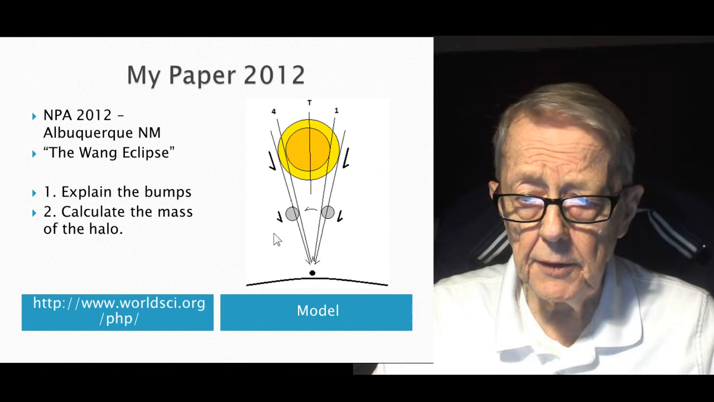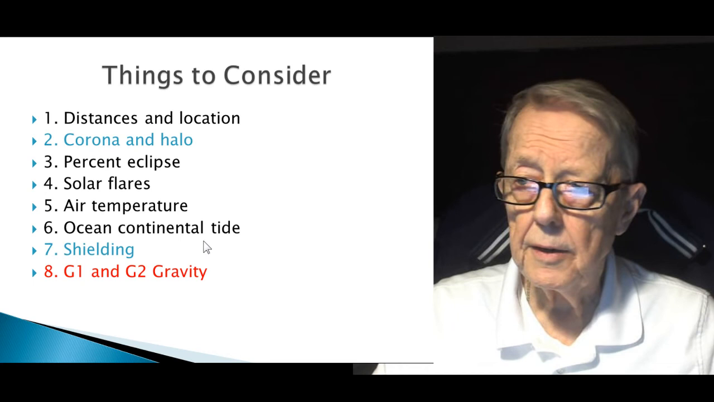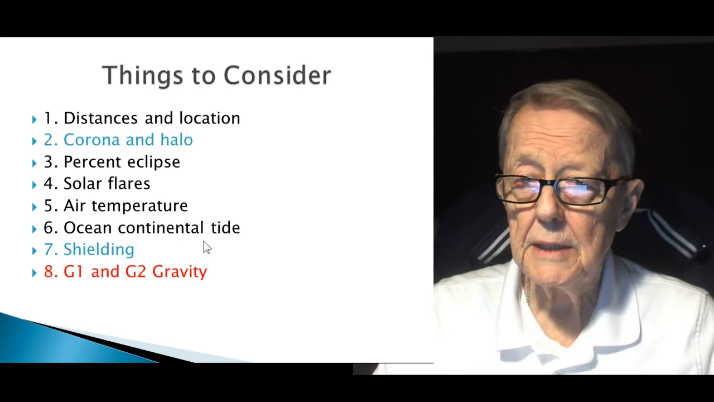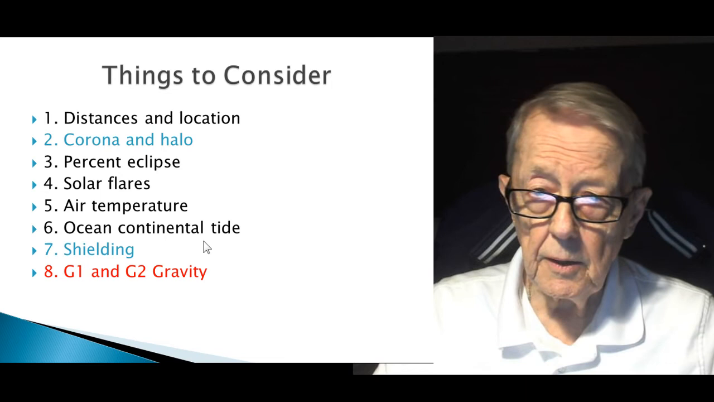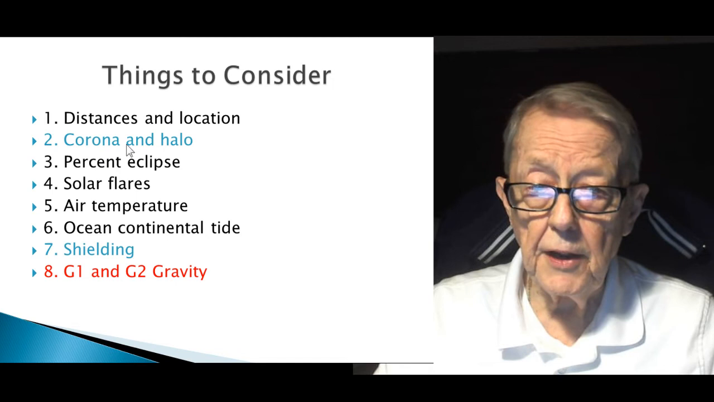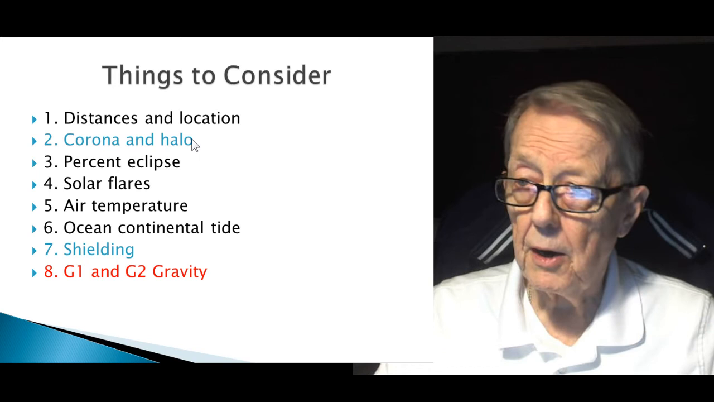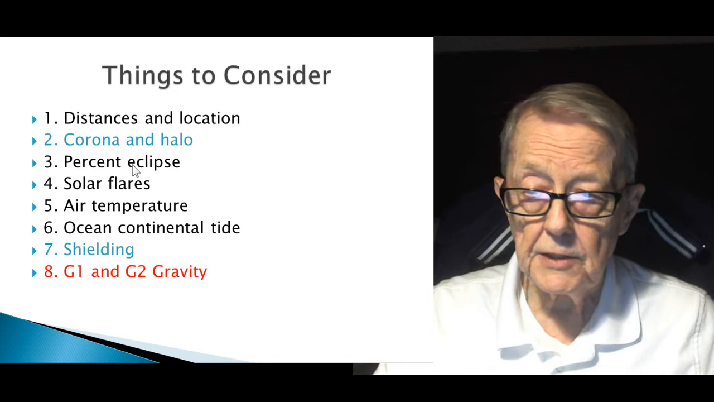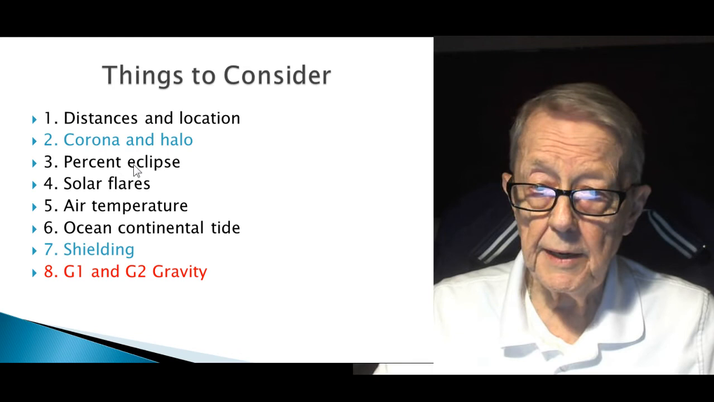One of the reasons it's so difficult is there are so many different things you need to consider that can affect what's going to happen, how much it happens. What are the distances to the sun and the moon at the time? Where are you on the planet Earth? 9 different countries. Most people don't consider the corona and the halo as part of what's going on with an eclipse. The percent eclipse, we got 3 examples. Well, 35% in 59, 67% in 54 for Allais, and we got a total eclipse for Wang in 1997.